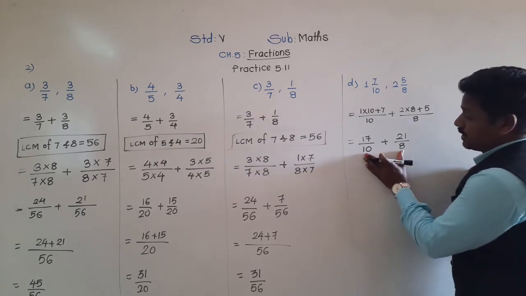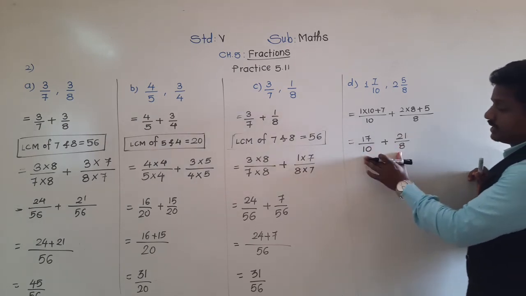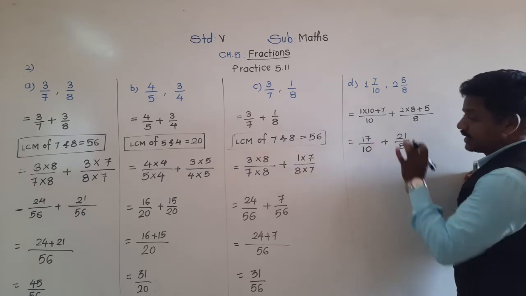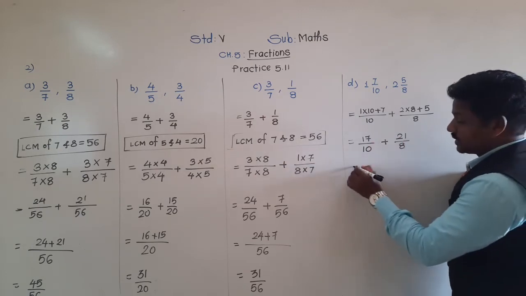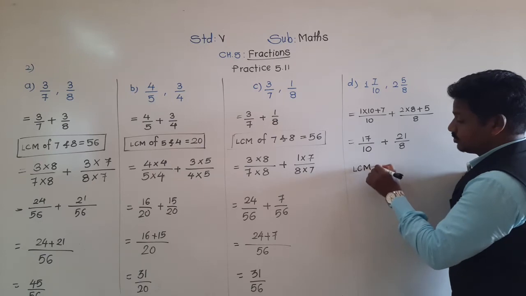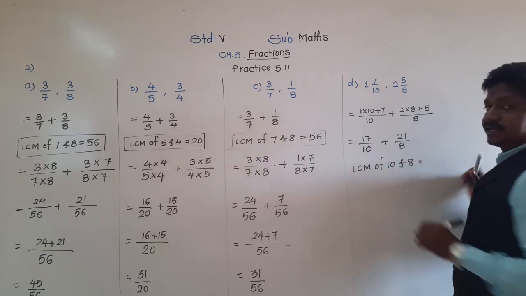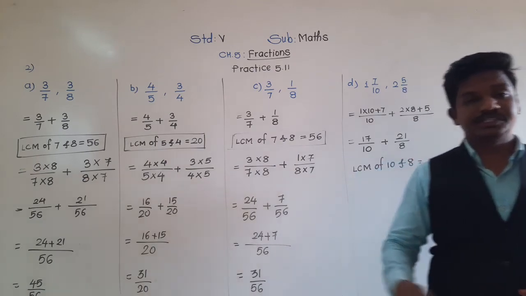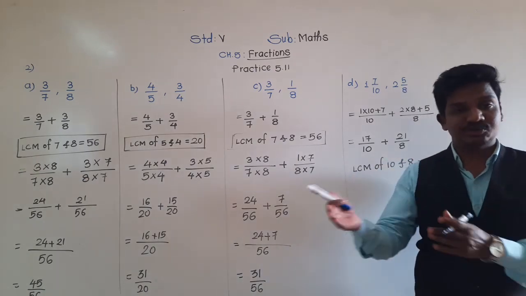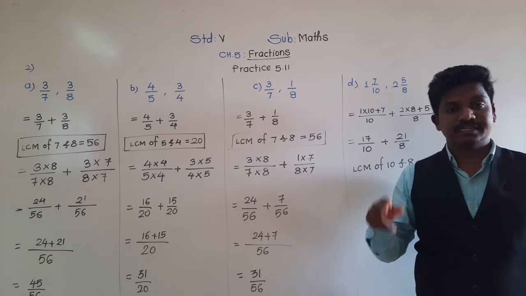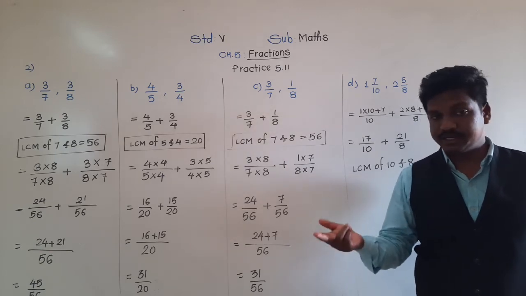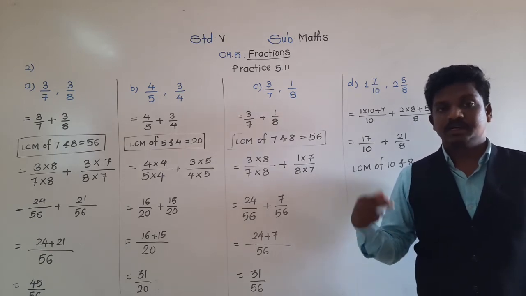Now we have improper fractions, but the denominators are not same, so we cannot add numerators directly. We need to make denominators same. For that we need to find LCM of the denominators, that is 10 and 8. What is LCM of 10 and 8? Such number which is in table of 10 also and 8 also, but it should be smallest. 10 ones are 10, 10 twos are 20. Is there 20 in table of 8? No. 10 threes are 30.